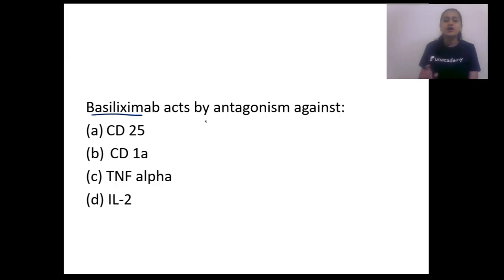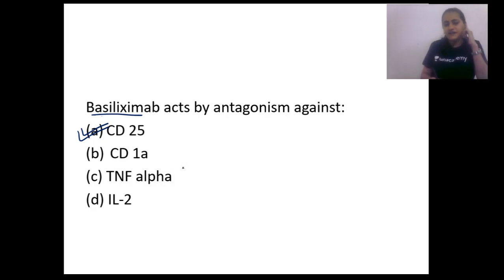Bevacizumab acts by antagonism against. Yes, majority of you can make a mistake here. Let me see what you answer. Bevacizumab acts by antagonism against. No, it is not CD1A. Paritosh, it is not interleukin 2. Not TNF alpha. Not interleukin 2. What is the answer? Majority of you did make a mistake here. The answer is CD25.